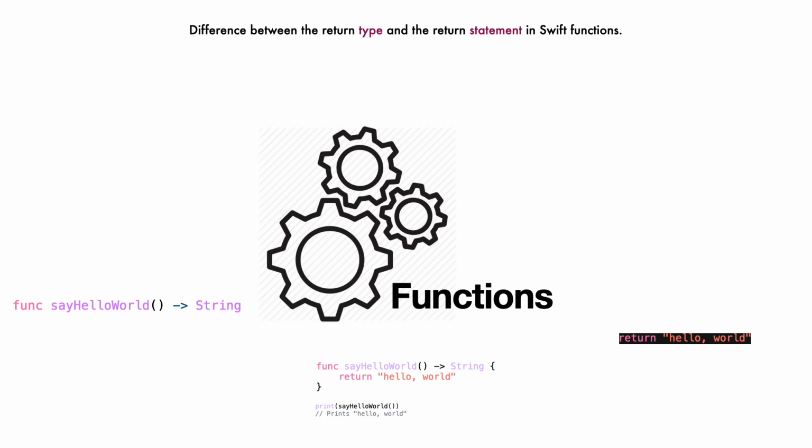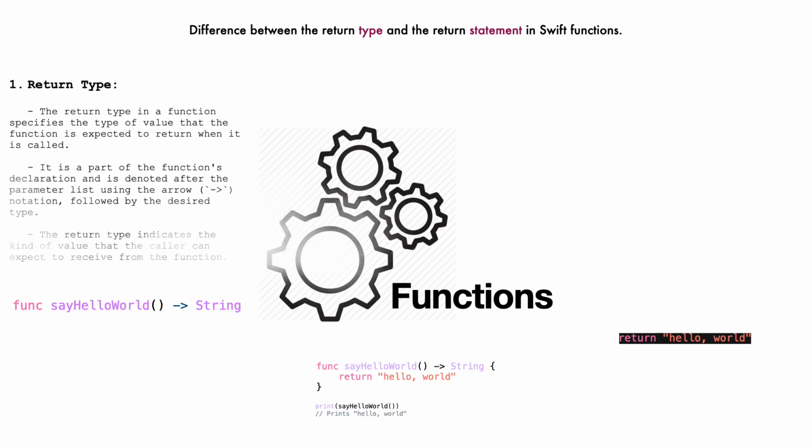Return type. The return type of a function specifies the type of value that the function is expected to return when it is called. It is a part of the function's declaration and is denoted after the parameter list using the arrow notation followed by the desired type. The return type indicates the kind of value that the caller can be expected to receive from the function.